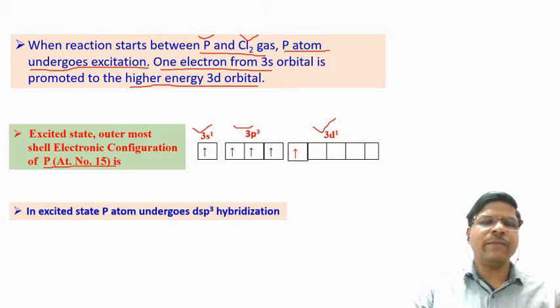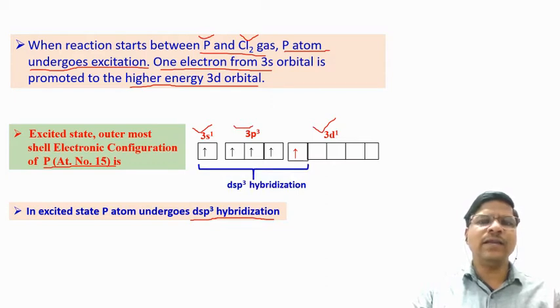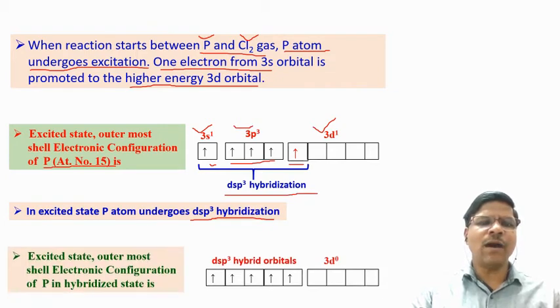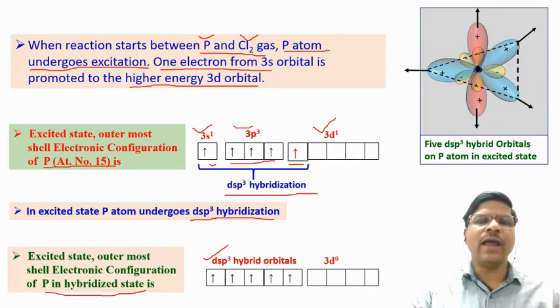So the next step that takes place in the excited state is the dsp3 hybridization. We have 3s, 3p3 and one 3d atomic orbital which is half filled. These atomic orbitals undergo dsp3 hybridization, and we get the formation of 5 dsp3 hybrid atomic orbitals on the phosphorus atom. Thus, in the excited state phosphorus atom, we have 5 half-filled dsp3 hybrid atomic orbitals.